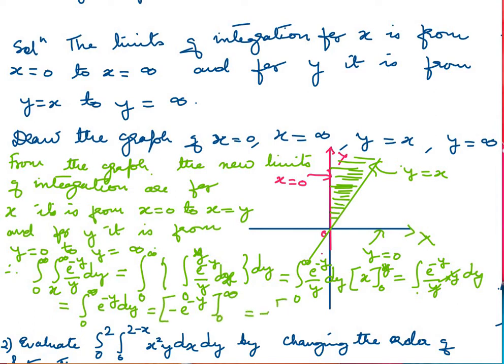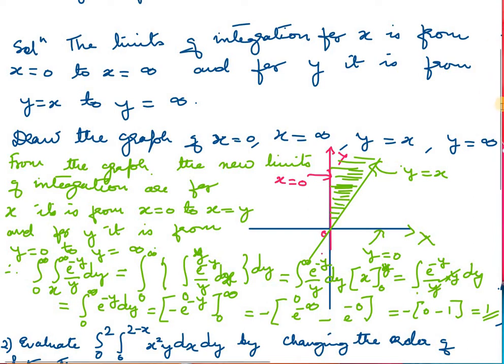If you take the minus sign out, then it will be e to the power minus infinity minus e to the power minus 0. But we know that e to the power minus infinity is the same thing as 1 by e to the power infinity, which is 1 upon infinity, that is 0. So it will be minus of 0 minus e to the power 0, which is 1. So e to the power minus 0 also will be 1. So it will be minus into minus, it will be 1. So this will be the value of the double integral of e to the power minus y upon y dy by changing the order of integration.